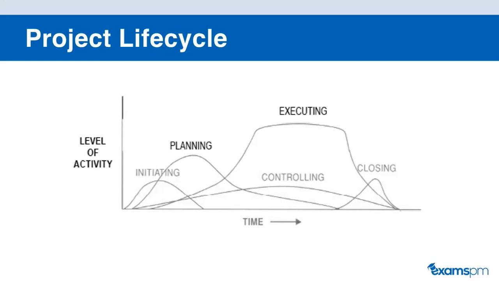Once we know why we want to start this project, then we plan out all the work that we need to do in order to accomplish the objectives of this project. Once we finish our planning, we're ready to actually do the work in order to accomplish the project's objectives. Throughout this entire process, we're monitoring and controlling it to ensure that we are doing what we set out to do. And lastly, when the deliverables are completed, we close out the project. And what you can see is that the peak of the activities happen in the execution phases.